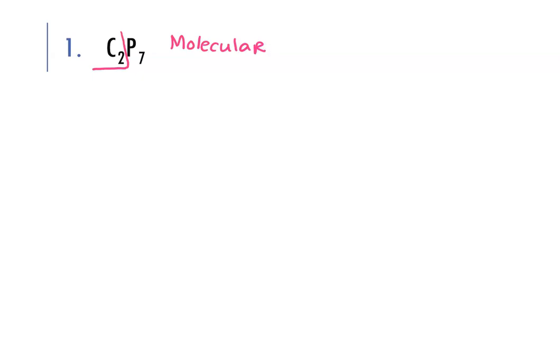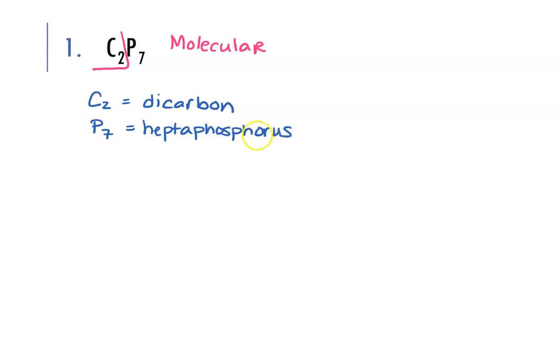So the rules of naming that I use are prefixes. So if I have 2 C's, the prefix for 2 is di, and then C is carbon, and then I look at P, I have 7 Ps. The prefix for 7 is hepta, and the element for P is phosphorus. And then the last thing I have to do is change the second ending to IDE. So this is going to be dicarbon heptaphosphide. If you put phosphoride, that's okay.